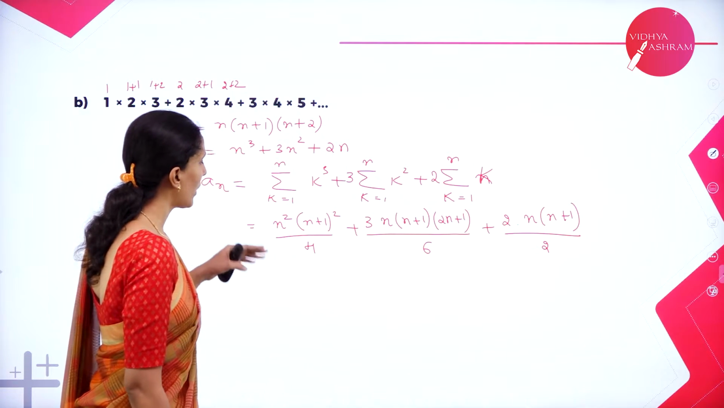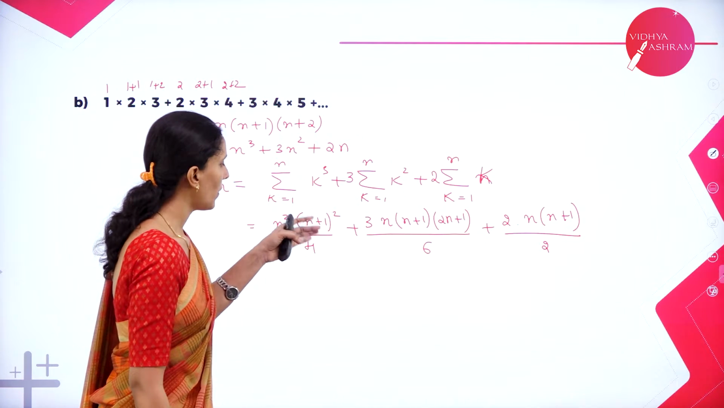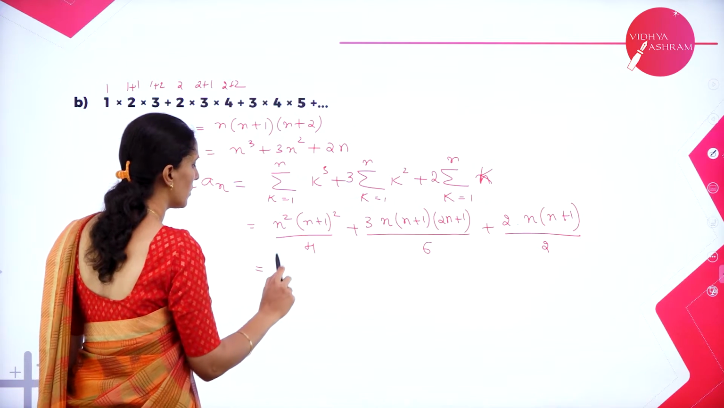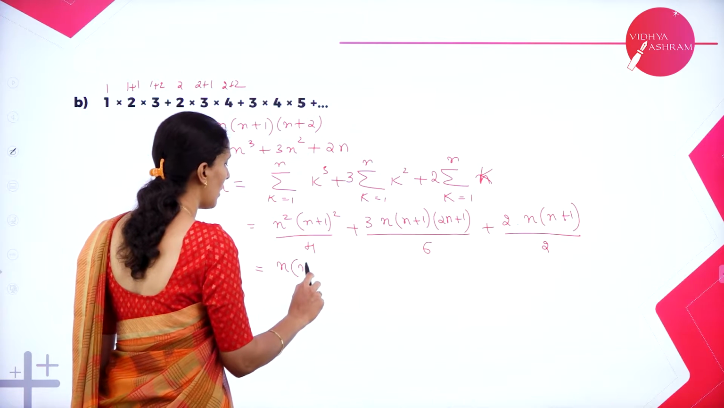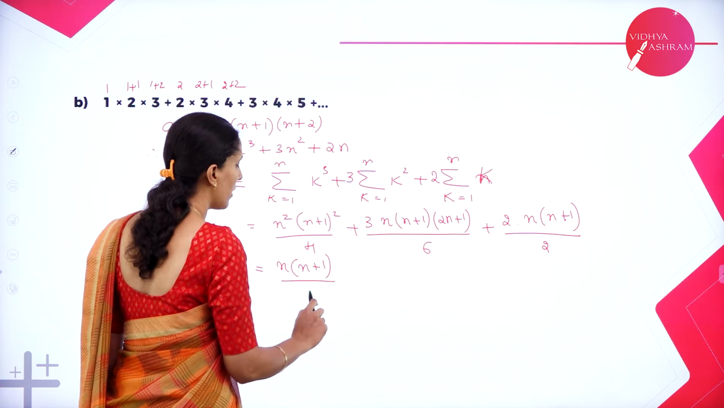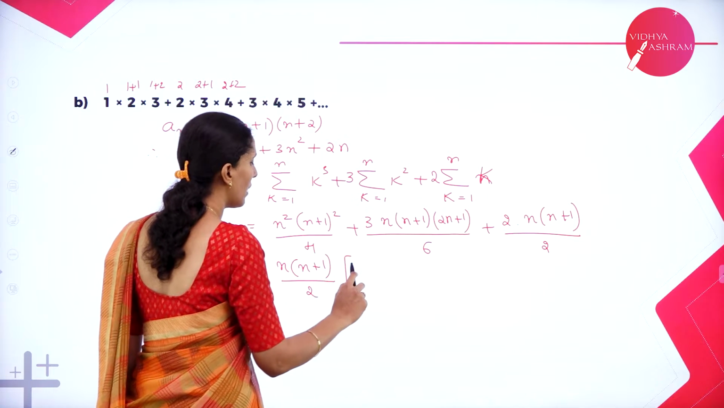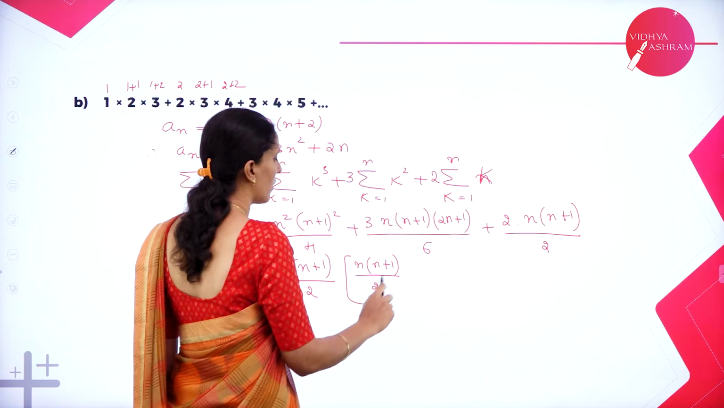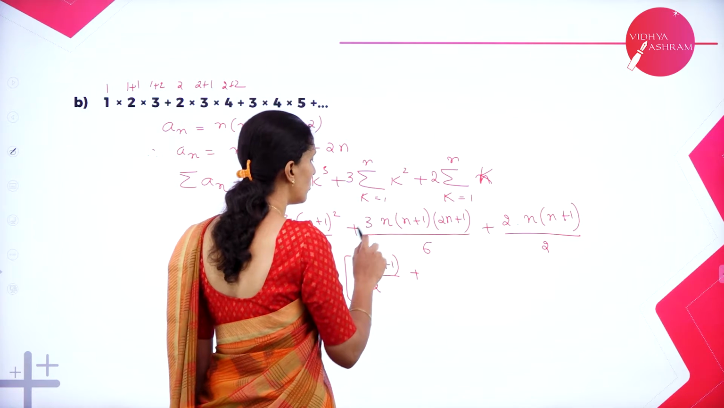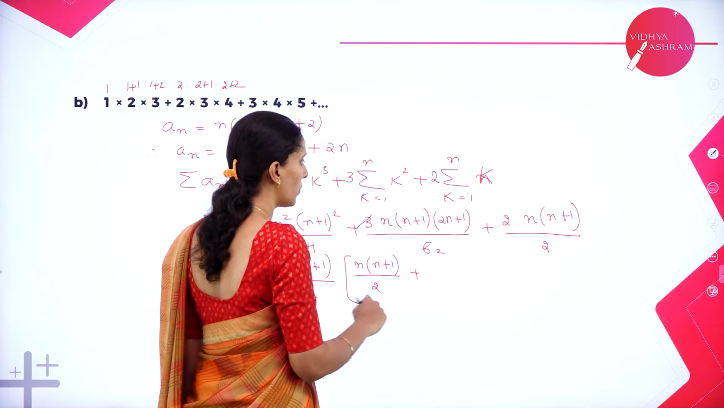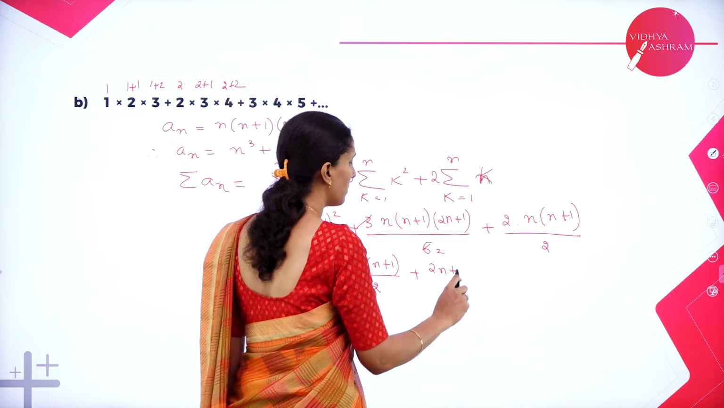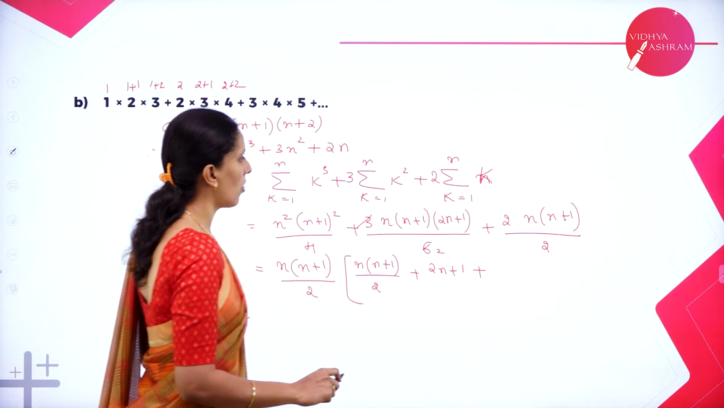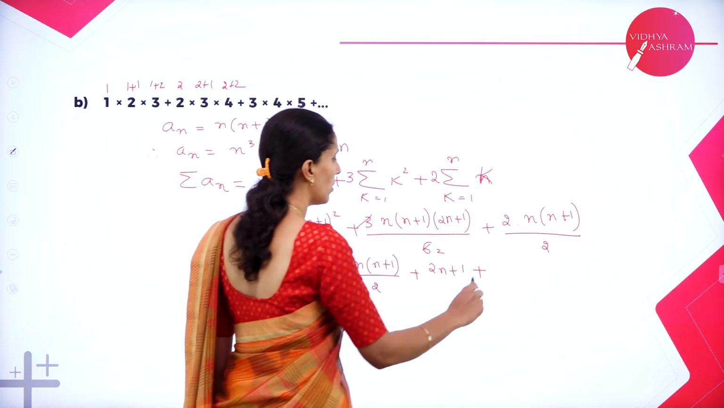From all this, we can take n plus 1 by 2 as a common factor. So, n plus 1 divided by 2. Here we are left with n into n plus 1 by 2. And here we are left with 3 ones are 3, 2 twos are. If we take 2 as a common factor, we will get 2n plus 1. And here, if you take 2 as a common factor, n into n plus 1, you are left with 2.